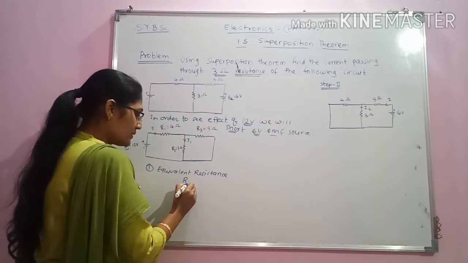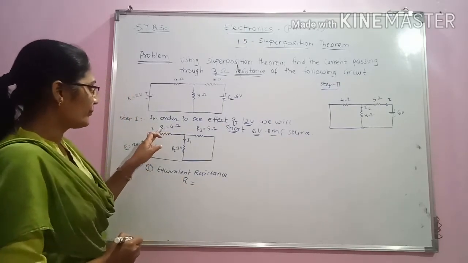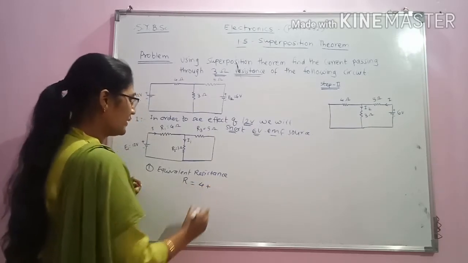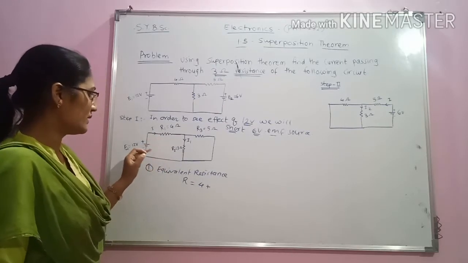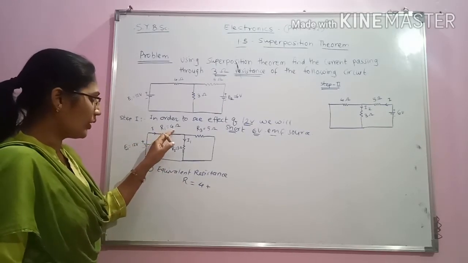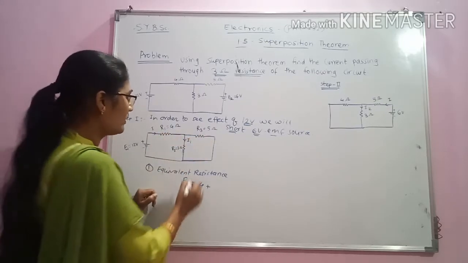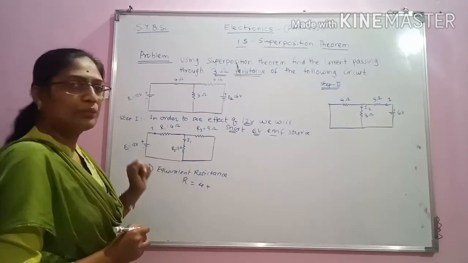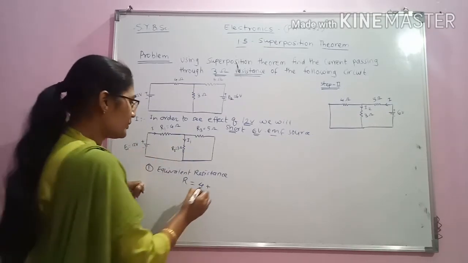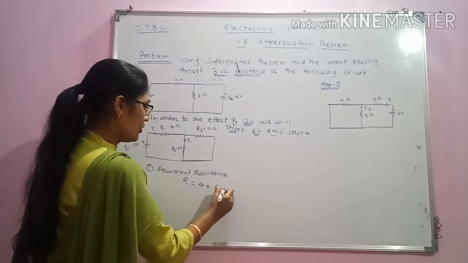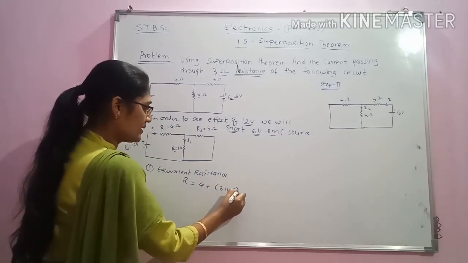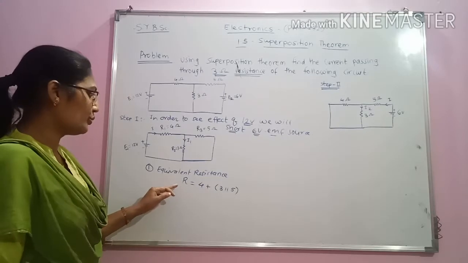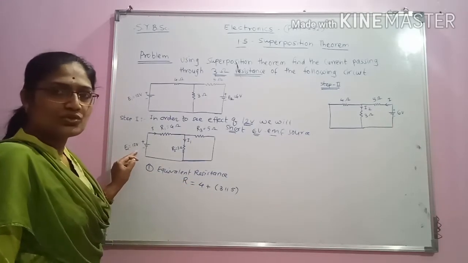This equivalent resistance R will be equal to R1, that is 4 ohm, plus, because it is a series circuit, the addition of 4 ohm plus R3 and R2. But R3 and R2 are parallel to each other. That is, the 3 ohm resistance and 5 ohm resistance are parallel to each other, and to them we have to add 4 ohm in order to get the equivalent resistance due to this 12 volt.